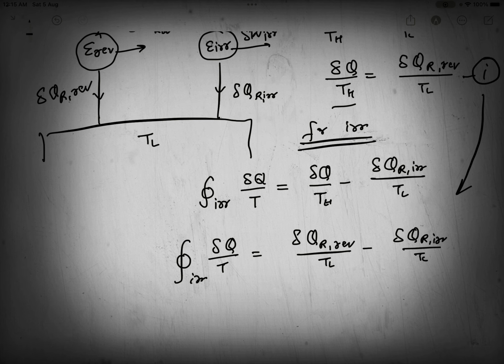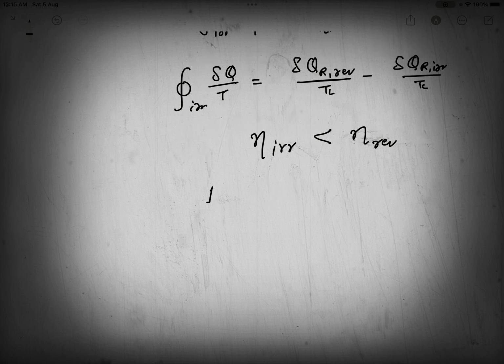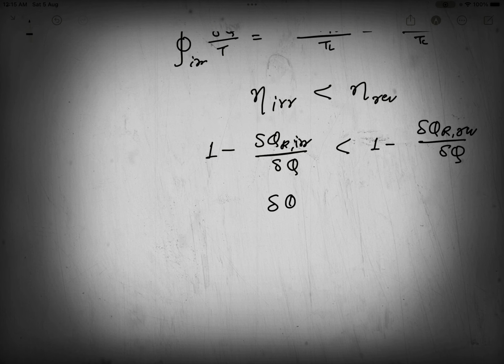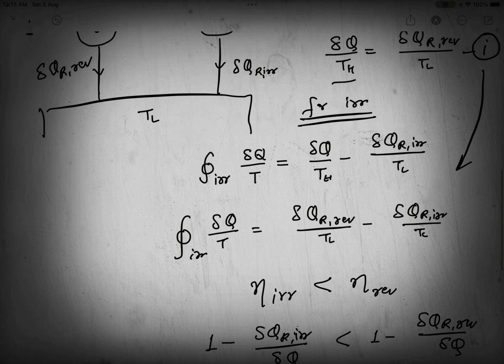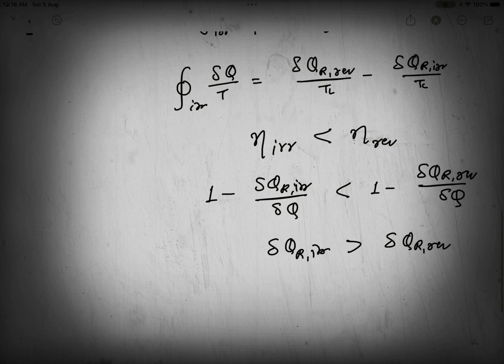Fine. And now we know that the efficiency of an irreversible engine is always less than the efficiency of a reversible engine, or we can write 1 minus del Q rejected for irreversible upon del Q is less than 1 minus del Q rejected for reversible upon del Q. From this we can write that del Q rejected for irreversible is greater than del Q rejected for reversible. This means that for the irreversible heat engine we need to throw away more energy than the reversible heat engine. I mean more energy is wasted in the irreversible case, that is obvious.